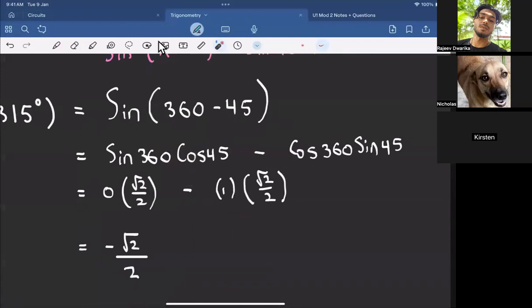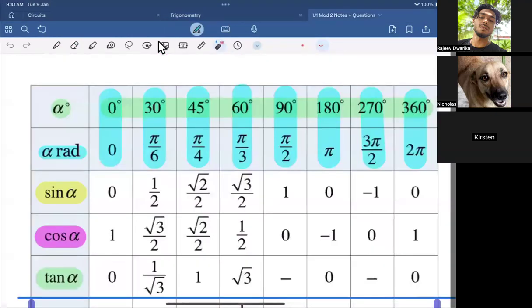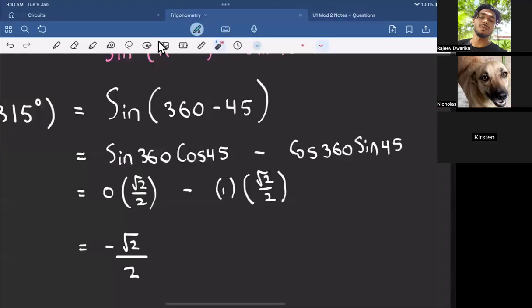Since your Casio does not give you the answer in exact form, unfortunately you have to remember this, which is unfortunate. See if you can get a better Casio. I would really recommend getting the other Casio because it will make your life so much easier, because you wouldn't have to remember any of that.